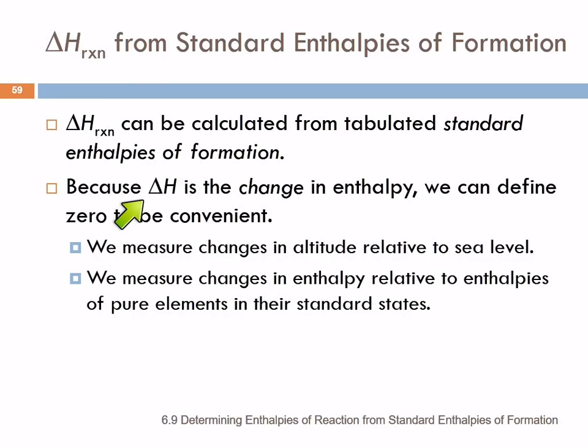Well, delta H is change in enthalpy. We can't measure absolute enthalpy. Enthalpy is a relative thing, just like elevation is relative. So we can decide to set 0 wherever we want, and we can decide to make it convenient, right? Sea level is considered the reference point of elevation. Why? Because it's convenient, right?